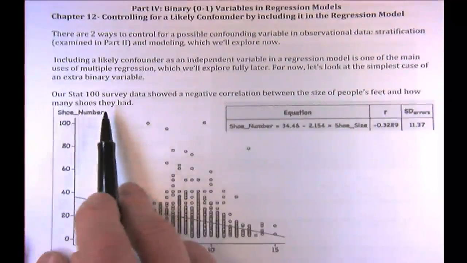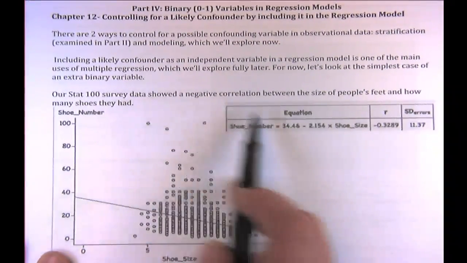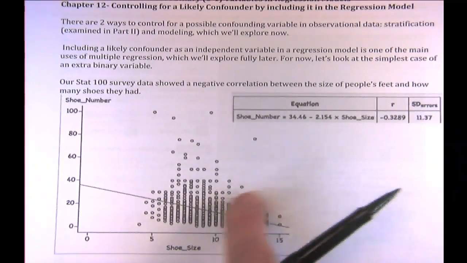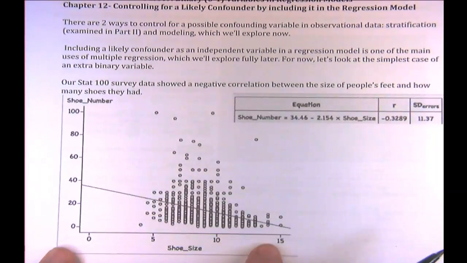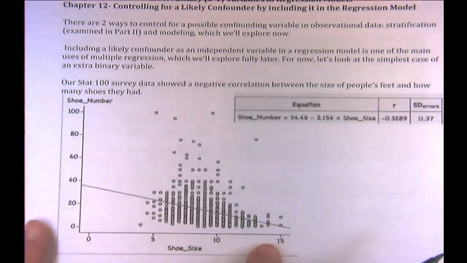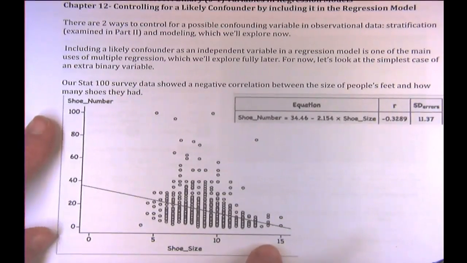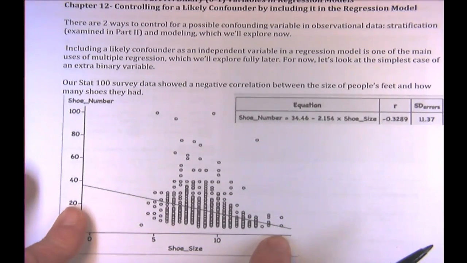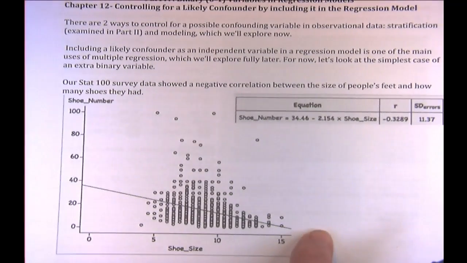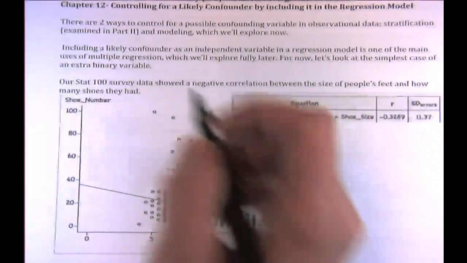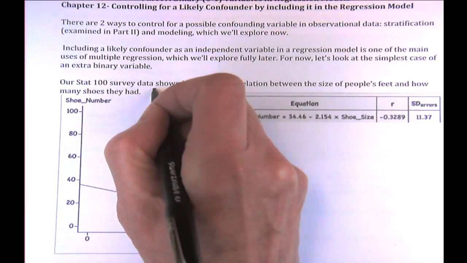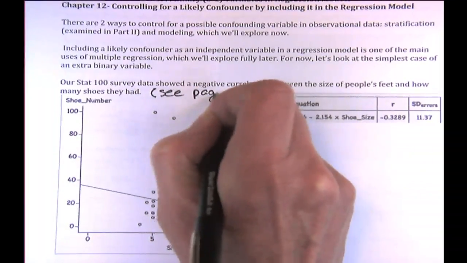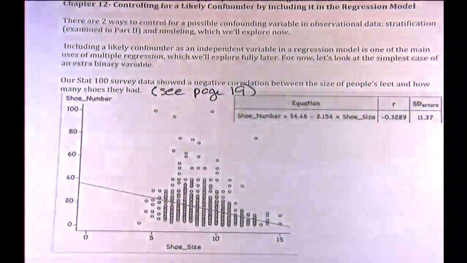Okay, so on our STAT 100 survey data, we saw this negative correlation right here between how big somebody's foot was and the number of shoes they bought. And we saw this negative correlation saying, the bigger your foot, the fewer shoes you buy. This was on page 19. This is exactly the same thing as back on page 19. We can check back there.